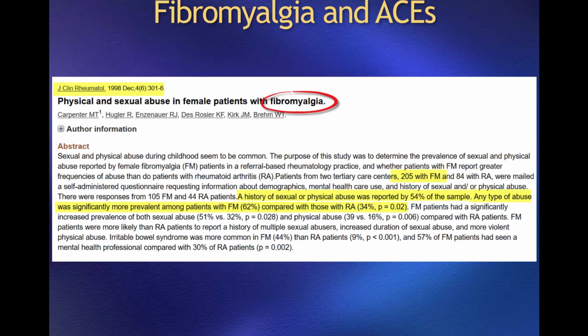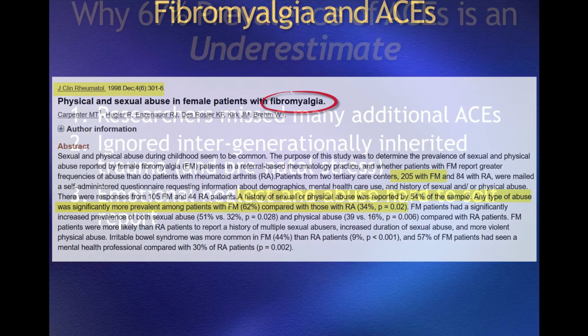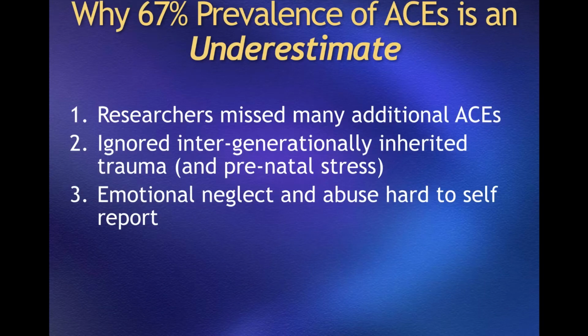A history of sexual or physical abuse was reported by 54% of the sample. Any type of abuse was significantly more prevalent in patients with fibromyalgia, 62%, compared with those with rheumatoid arthritis, who were also in the group, at 34%. So with chronic fatigue and fibromyalgia, there are massively increased numbers of people who've actually had trauma, and it's an inherent part of their illness that you can't ignore, from any level, whether physically, energetically or emotionally, in terms of how you're going to intervene to help people.